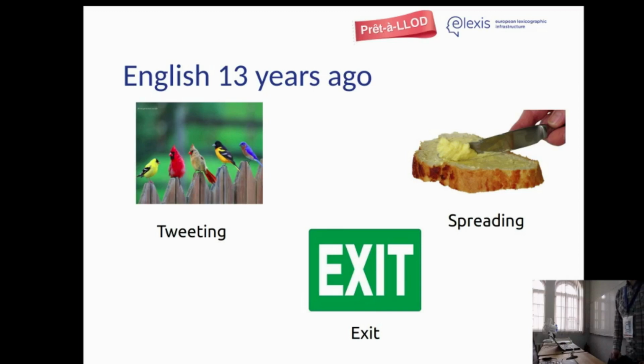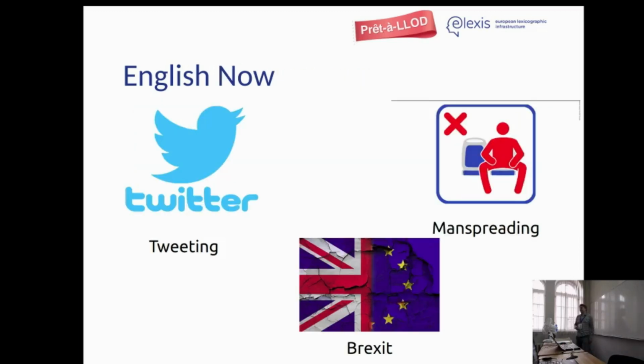Back in 2006, 13 years ago, tweeting was something birds did, spreading was what you did to toast, and exits were exits. Nowadays, tweeting is something you do online, spreading is something that men get in trouble for, and, well, we can't stop hearing about Brexit. So we see words changing senses and novel senses coming in and novel words. So it would be a good idea to try to keep WordNet a little bit up to date and try to improve it.